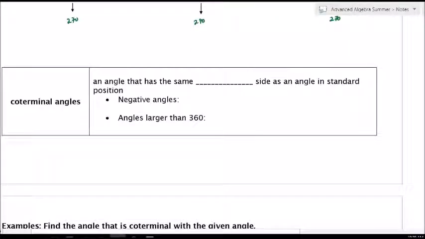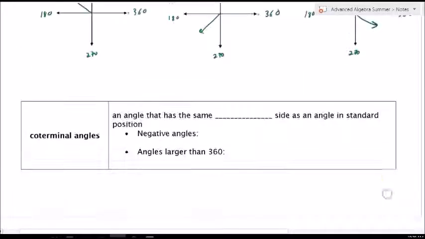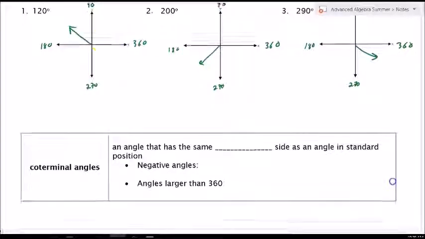Alright, coterminal, basically it means we have an angle that ends in the same spot, just a different number. That comes from the idea that we can keep going around this circle over and over by adding 360 degrees. So if I started at something like 10 degrees, I could keep adding 360 and it would represent the exact same angle.